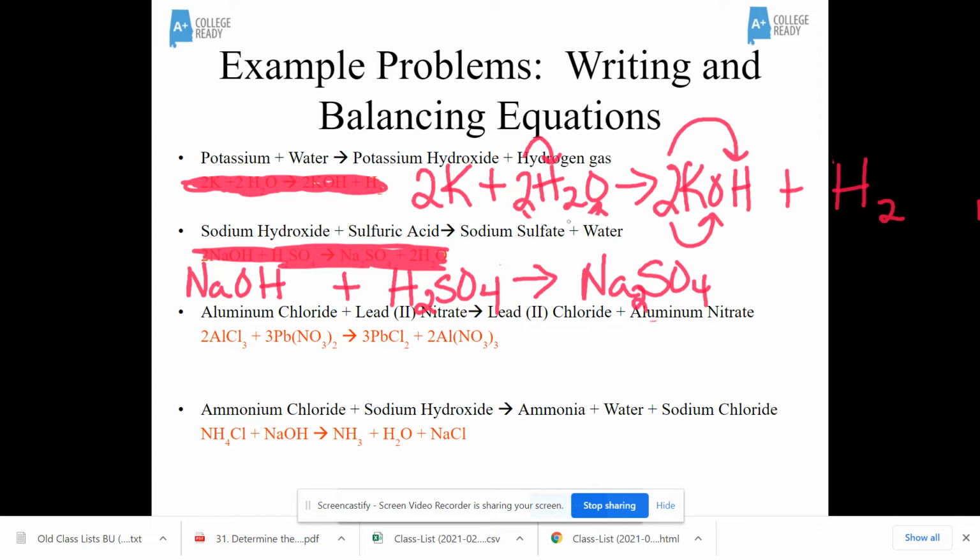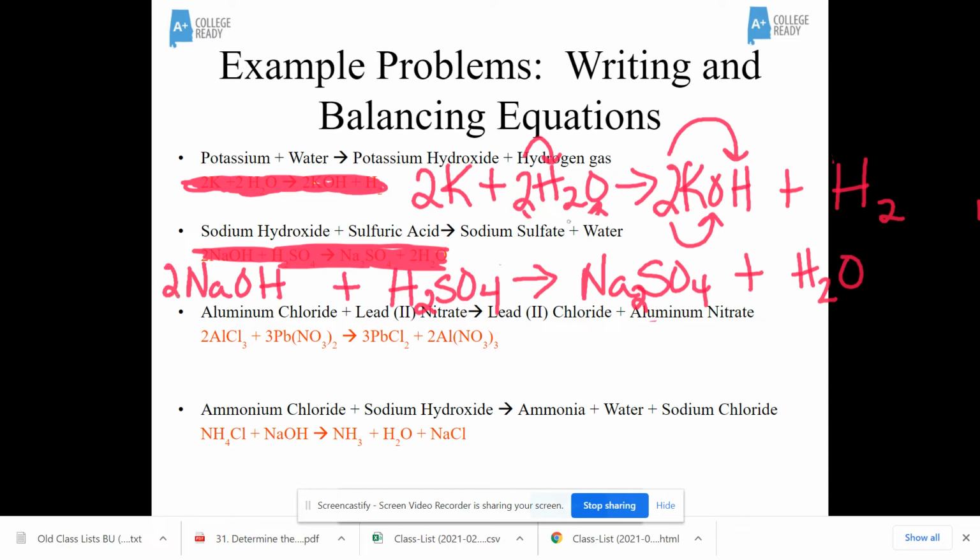Na2SO4. And then hopefully the last one we can get, H2O. So we got a lot of things to count up. The easiest way to do it is to make yourself a list, a mental list or an actual physical list. Let's look at our sodiums. I have 1 on the left, 2 on the right. That's not balanced. Okay, so let's put a 2 here.